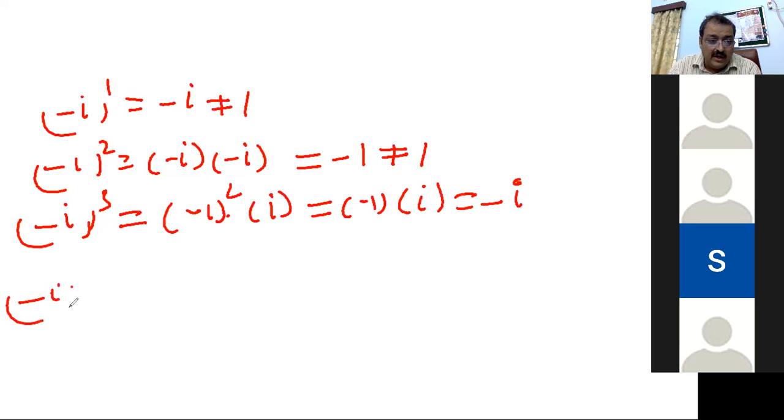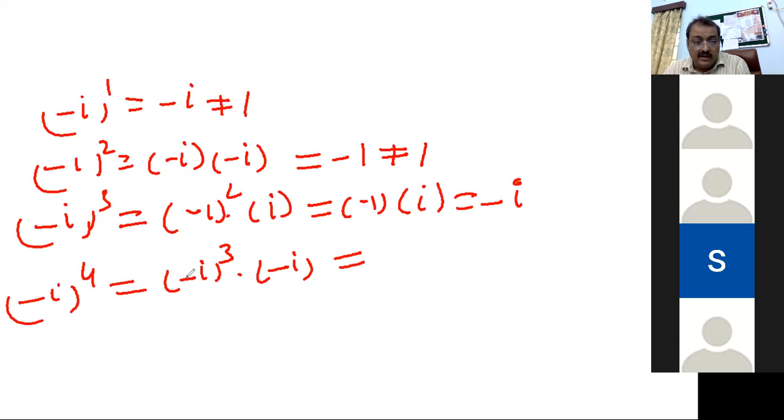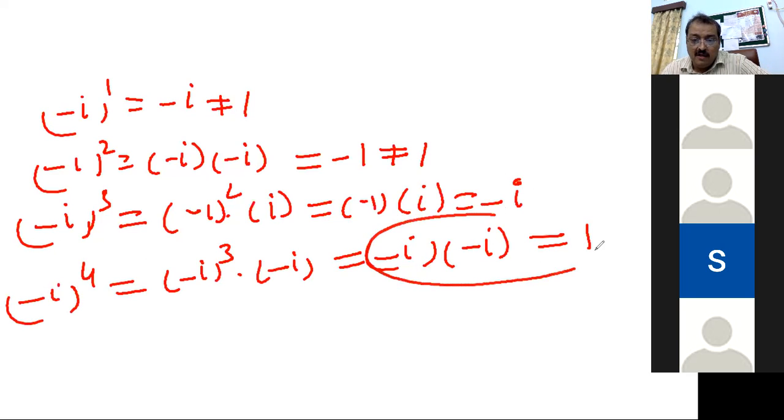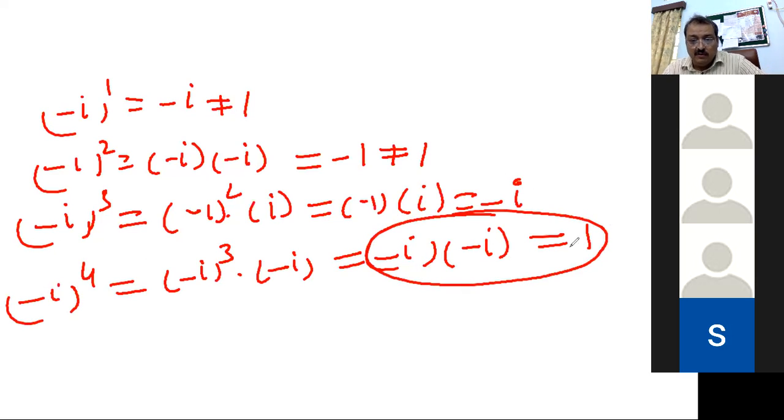So now minus i to the power 4. You have minus i to the power 3 into minus i. And now this can be written as i into minus i, is equal to minus i square, and minus i square is equal to 1. क्या ये 1 होगा? -1 होगा। -1 होगा, तो कहीं गलती कहाँ हुई?